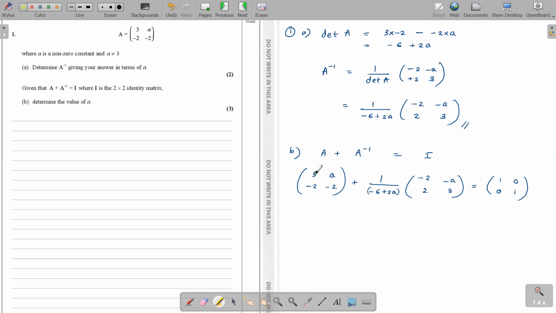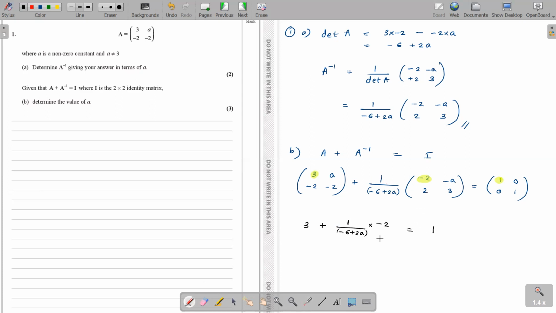If I choose the very first element in this matrix, I have to choose the very first in the other and the first in the other. So what do I get when I create the equation here? I get 3 plus, is it just minus 2 here? No, you know the 1 over minus 6 plus 2A is multiplying with every single element here, right? So you get here 1 over minus 6 plus 2A times the minus 2. Right, so that's what happens. This multiplies with the minus 2. So this is equal to 1.